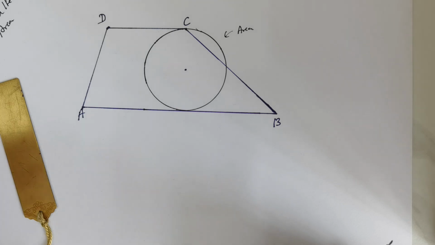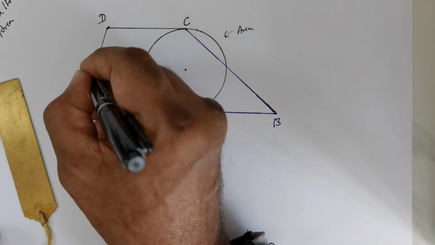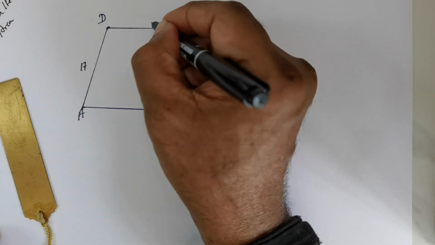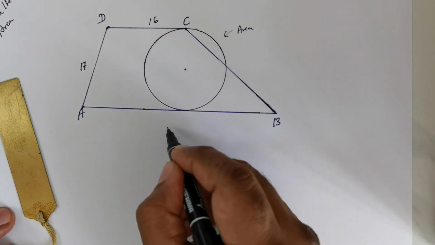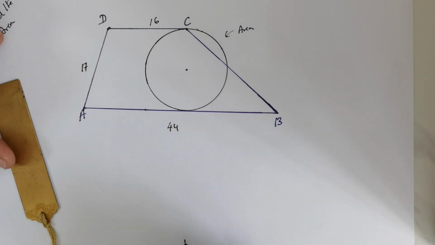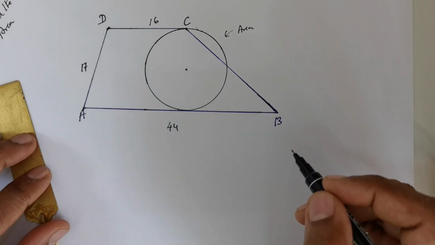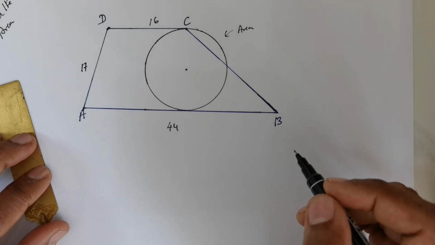Now after we have drawn, the most important part here is to obtain the values. Now we've been given the following values. This is given to be 17 units. This is given to be 16 units. This entire length is given to be 44 units. Okay, so these are the informations that are being given, and with this information we will have to get the outcome.